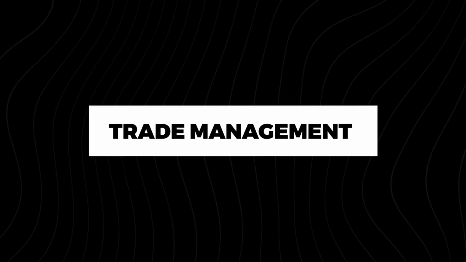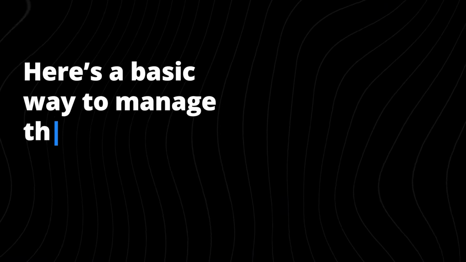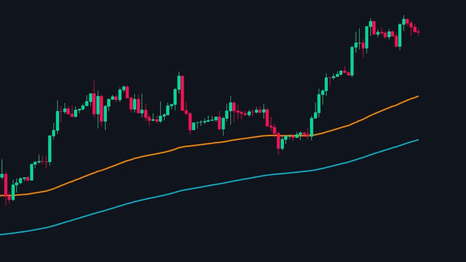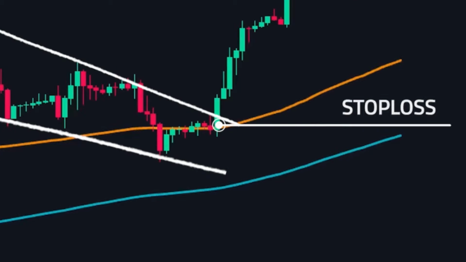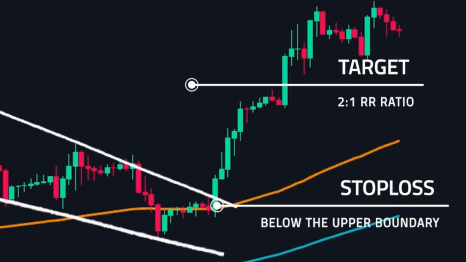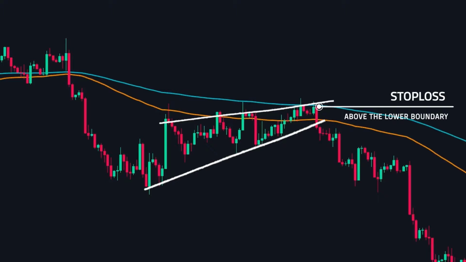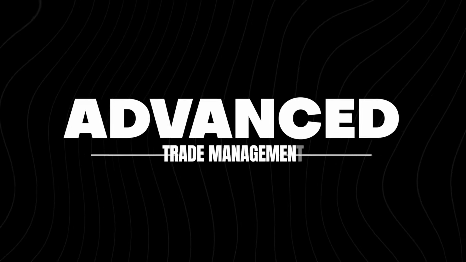Trade management, or risk management, is an essential component of any trading strategy. A good risk management plan can turn a losing approach into a highly successful one. Here's a basic way to manage this technique. For a buy trade, set your stop loss slightly below the pattern's upper boundary. Set your targets based on a risk-reward ratio of 2:1. Similarly, in a downtrend, set your stop loss just above the pattern's lower limit and your target at a risk-reward ratio of 2:1.